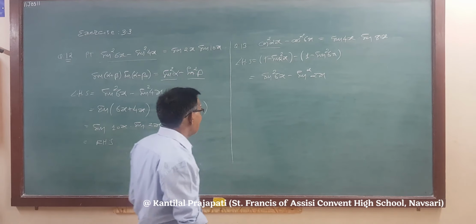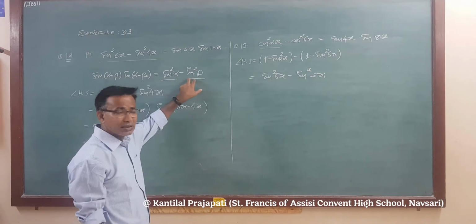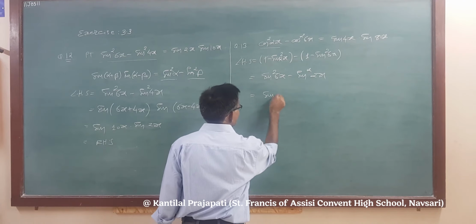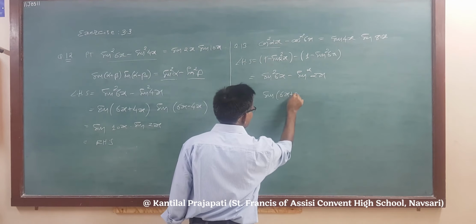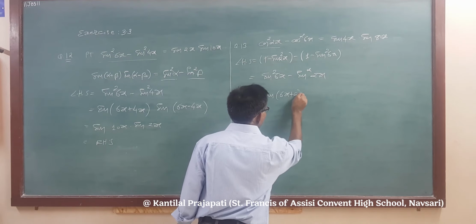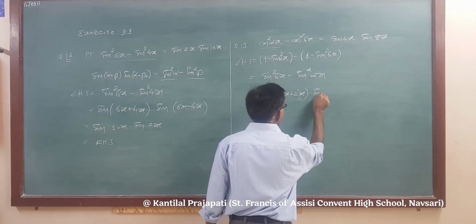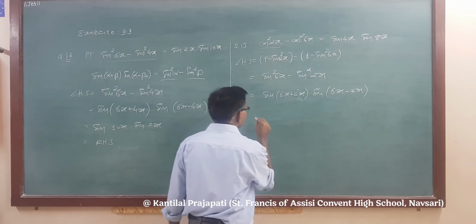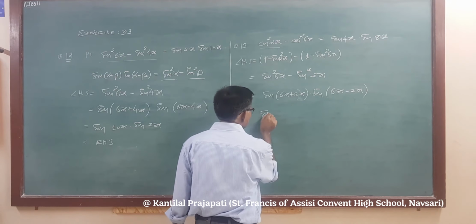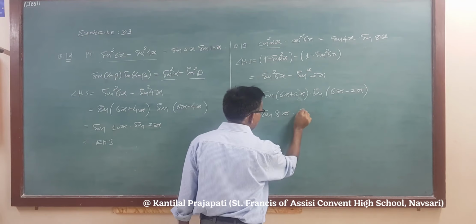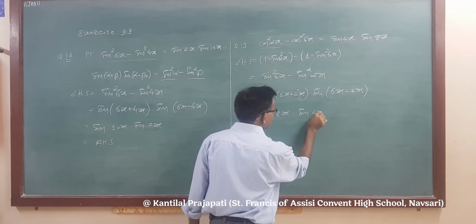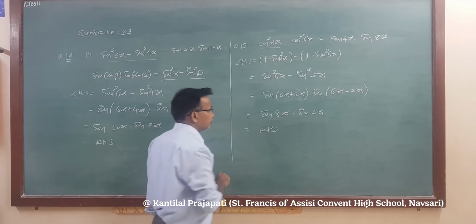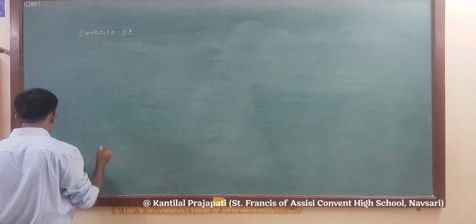Again apply the formula: sin square alpha minus sin square beta is a product, sin (6x plus 2x) into sin (6x minus 2x). So this is nothing but sin 8x into sin 4x, which is the required RHS. Now question number 14.